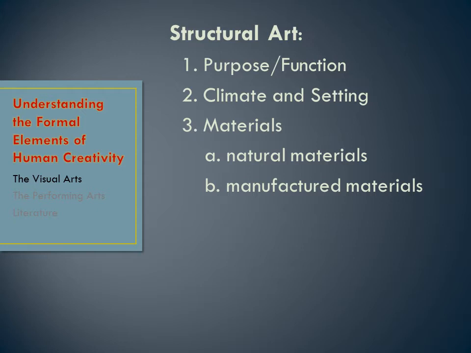Obviously, structures and buildings are built out of something, and so we take into account and talk about the materials from which something is constructed. And there are both natural materials, things like stone and wood, mud, which is formed into bricks, and there are manufactured materials, things like iron, steel, concrete, and cement, and even bricks, which take certain types of things from the soil and turn them into building materials.